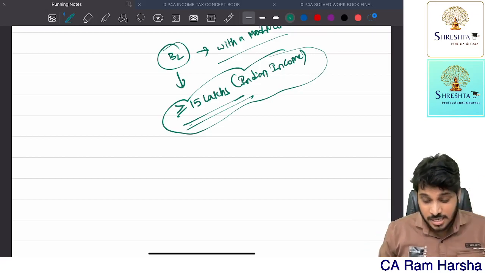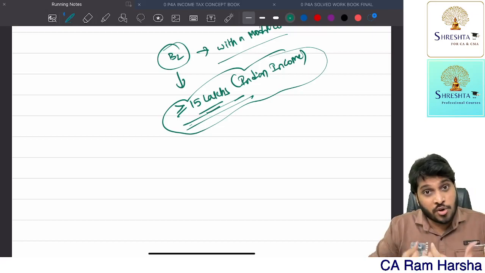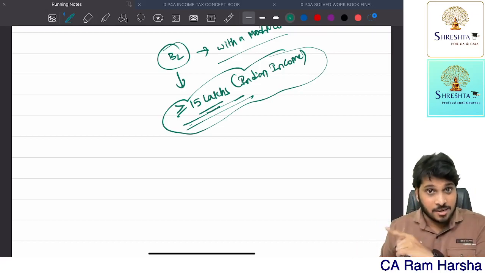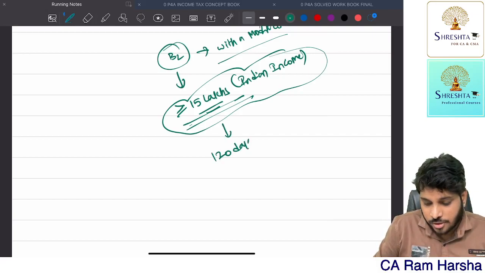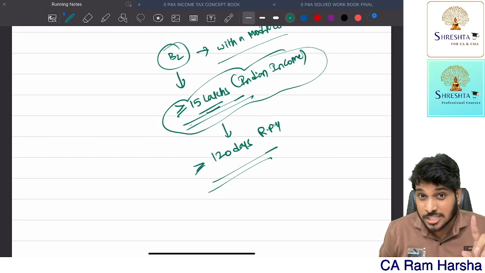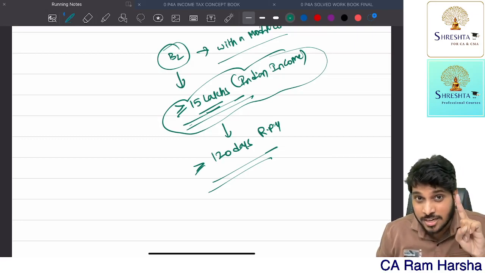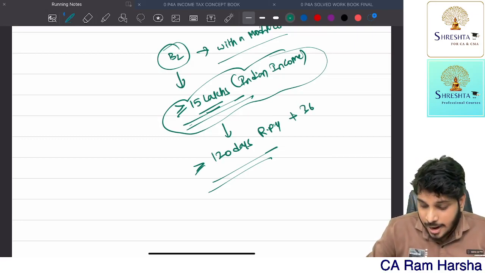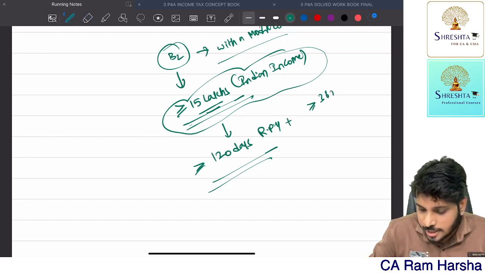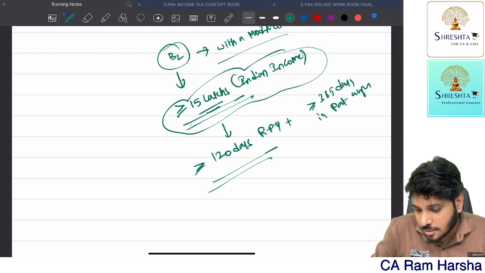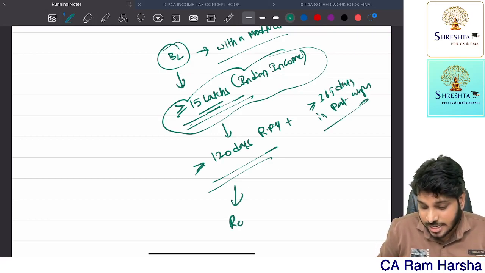If this person is having 15 lakhs or more Indian income, then check this criteria. If he stays for more than or equal to 120 days in the relevant previous year, and more than or equal to 365 days in the past 4 years, then again he is classified as a resident.